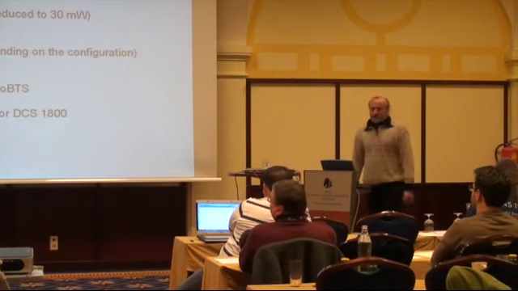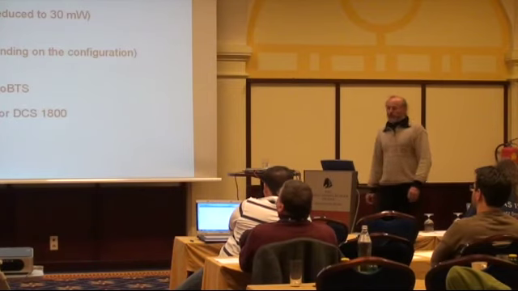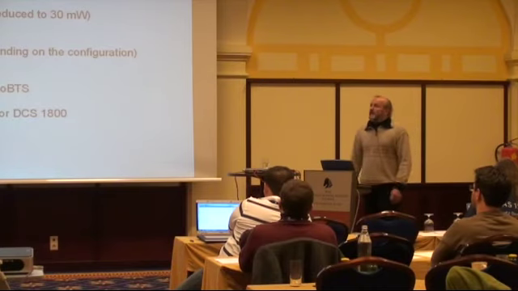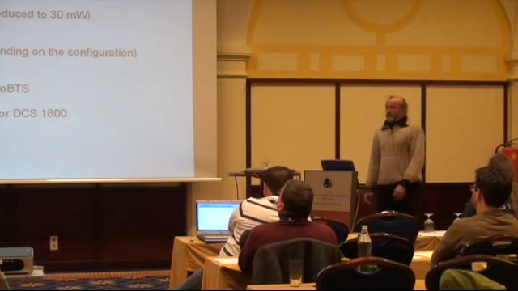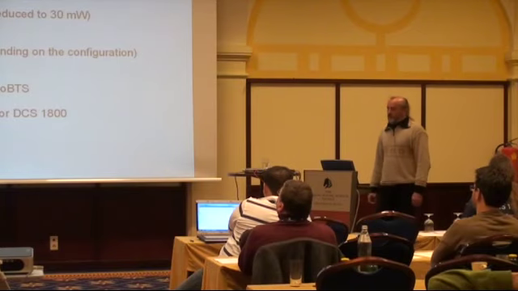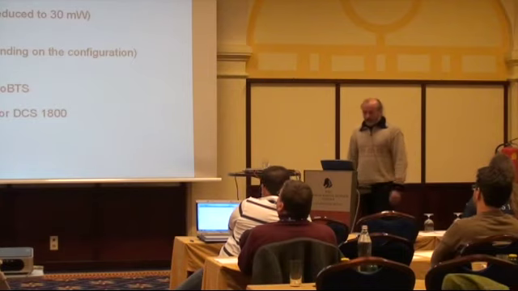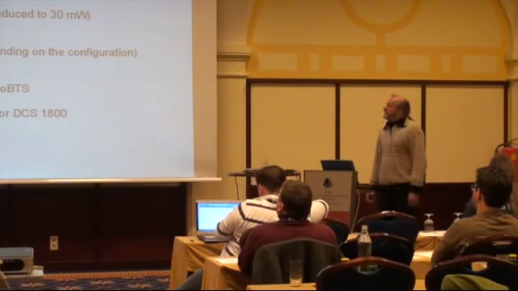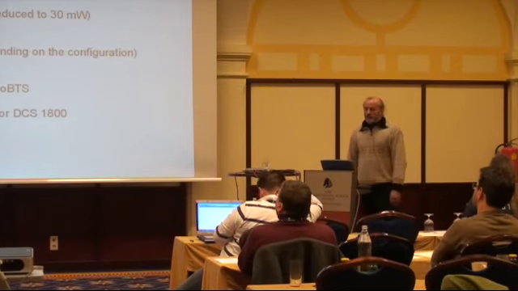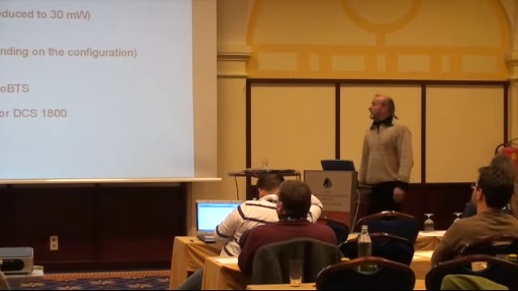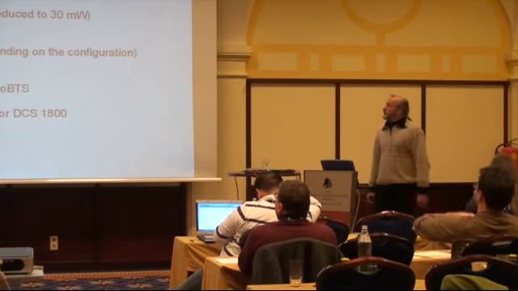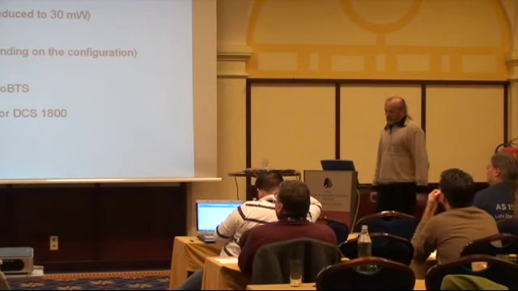The first one is the Siemens BS11 micro BTS. It's an old device, about 10 years old, for GSM 900. The output power is 2 watts, but it can be reduced down to 30 milliwatt. The advantage of the BS11 is that it is cheap. However, although it's called micro BTS, it's quite heavy. You have 30 to 40 kilogram depending on the configuration.